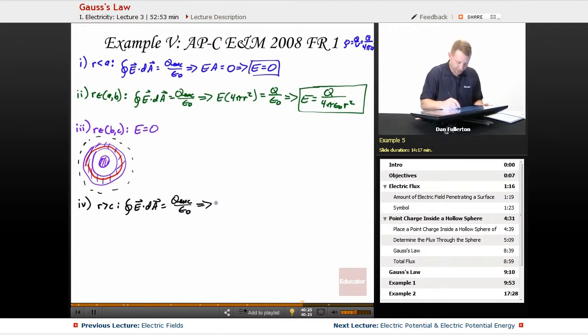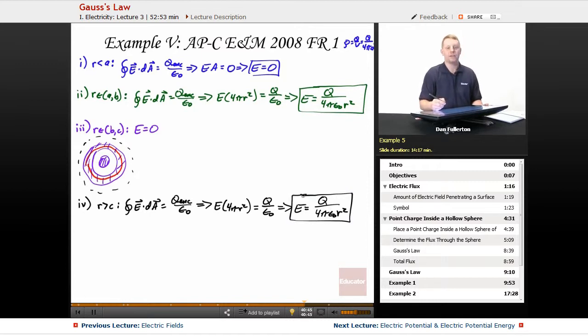Left-hand side becomes the electric field times the area, E times 4 pi r squared. Our total charge enclosed is just plus Q. Therefore, the electric field again is Q over 4 pi epsilon naught r squared. And again, we're treating the entire thing, as long as you're outside of all those pieces, as if the entire charge was concentrated at a single point. Same answer. So again, the power of Gauss's law.